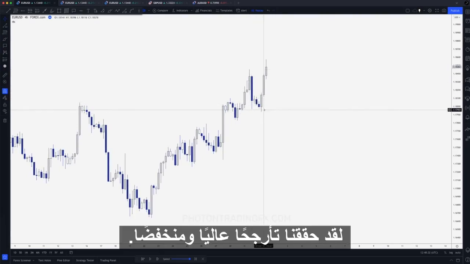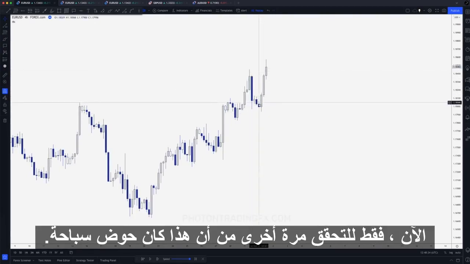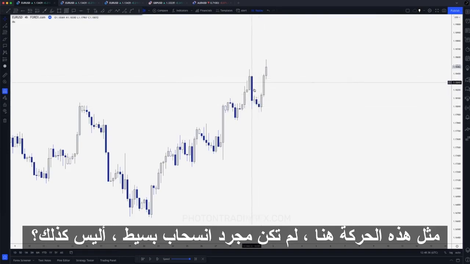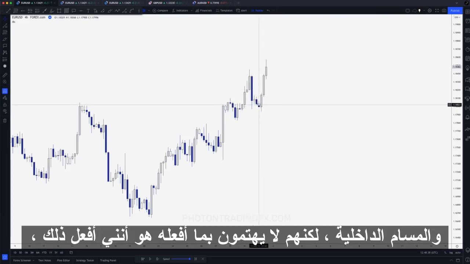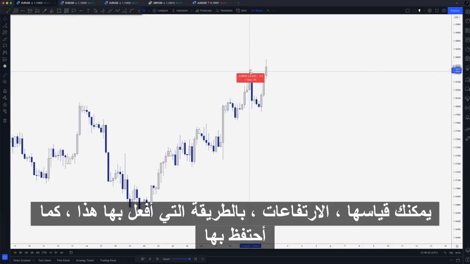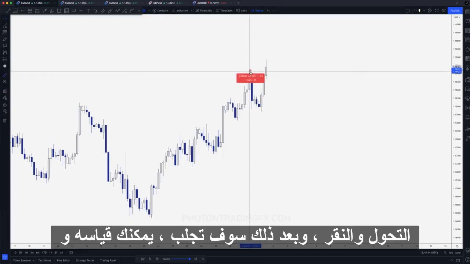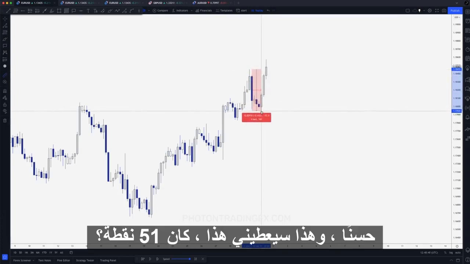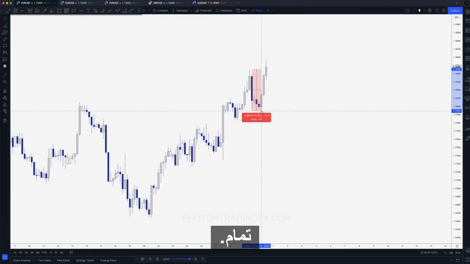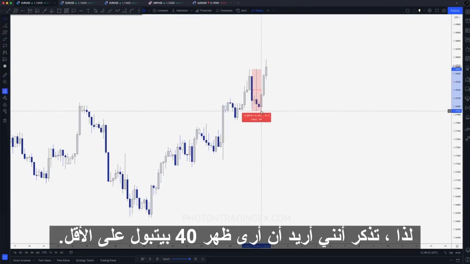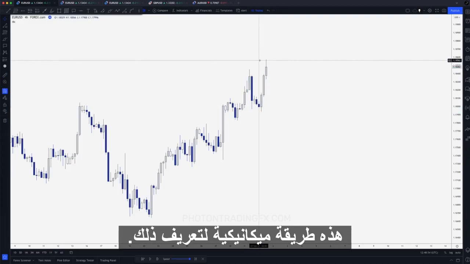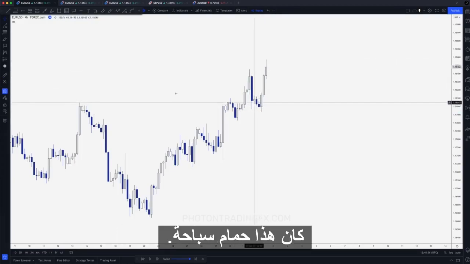Okay, so for our chart, we are currently bullish. We have made a swing high and a swing low. Now, just to double check that this was a swing pullback, this movement here, and that it wasn't just a minor, internal pullback that I don't care about, what I do is I mark it out. You can measure it in pips by holding shift and clicking, and that says it was 51 pips. So remember, I want to see at least a 40 pip pullback. So that tells me, this is a mechanical way of defining that, yes, this was a swing pullback.